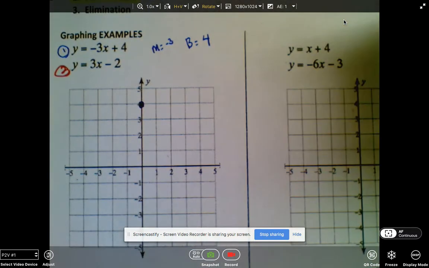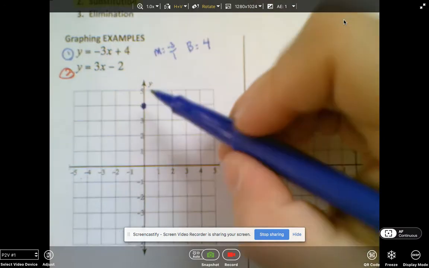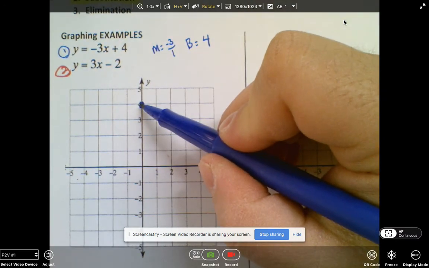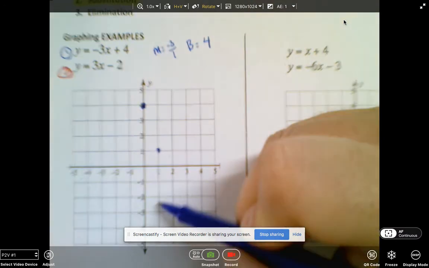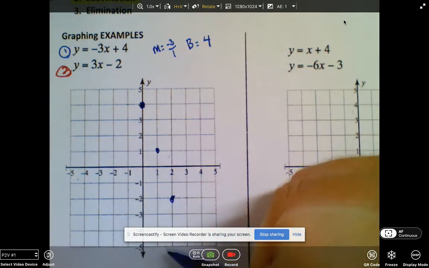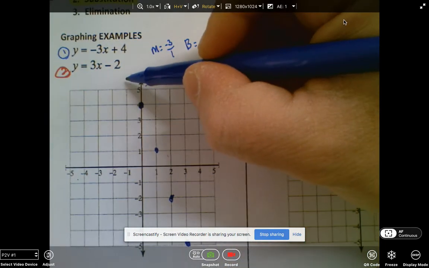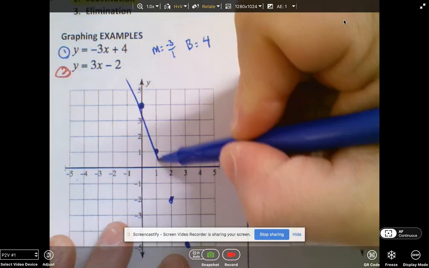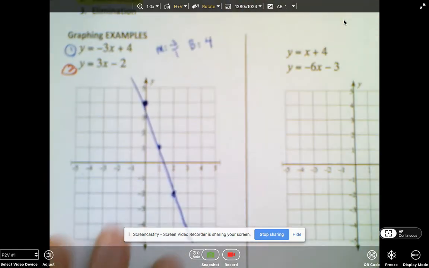And then remember my slope is -3/1. So how would I move? Down 3, right 1, down 3, right 1, down 3, right 1. Connect the dots. That is my first linear equation in the system.